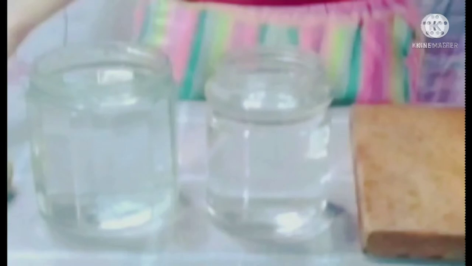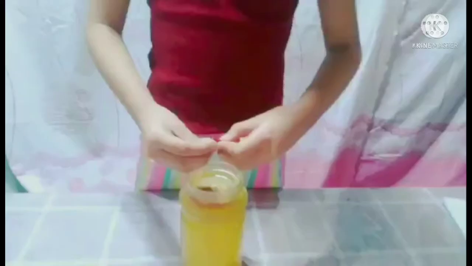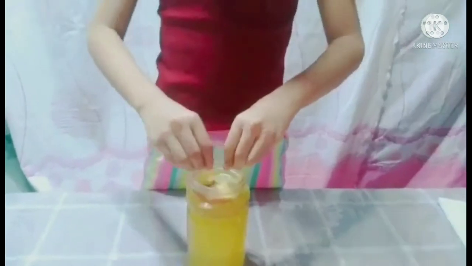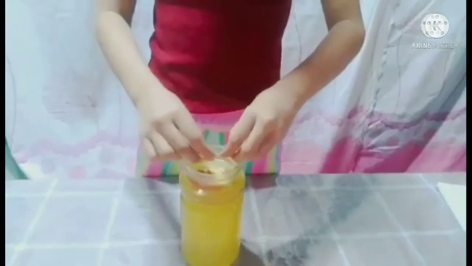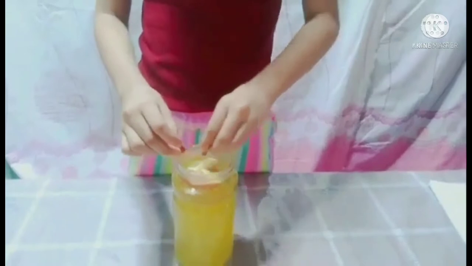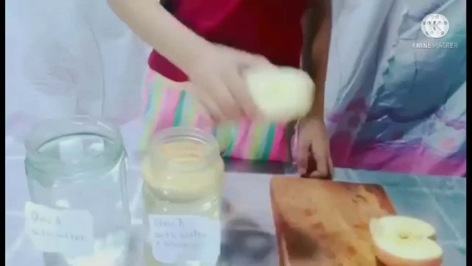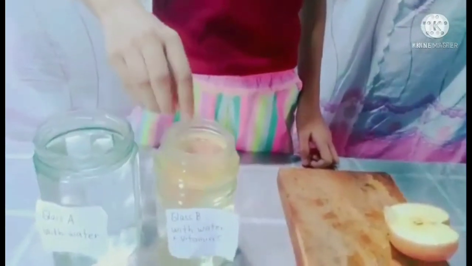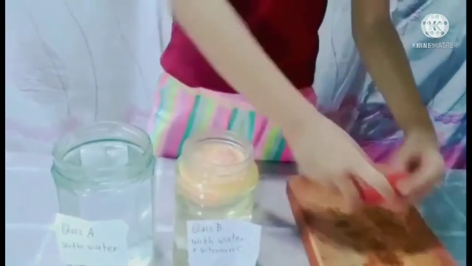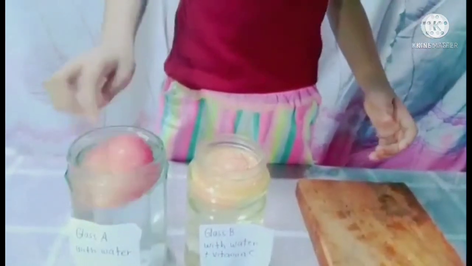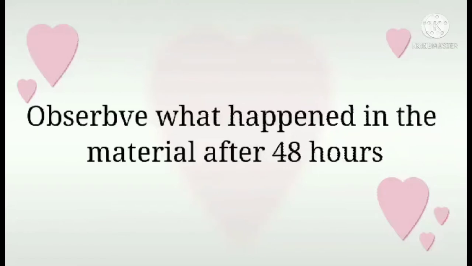Pour 3/4 full of water in each pre-labeled glass. Crush vitamin C tablet. Put it in second glass. Put 1 slice of apple in each glass. Observe what happened in the materials after 48 hours.